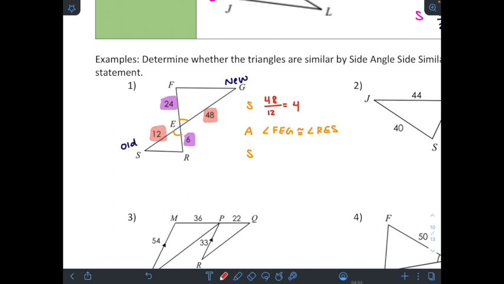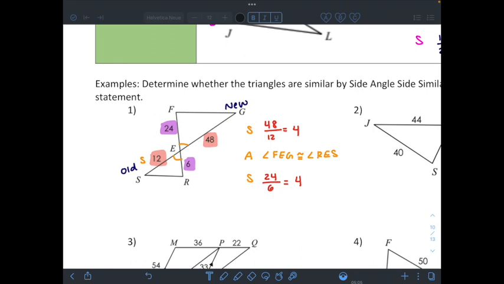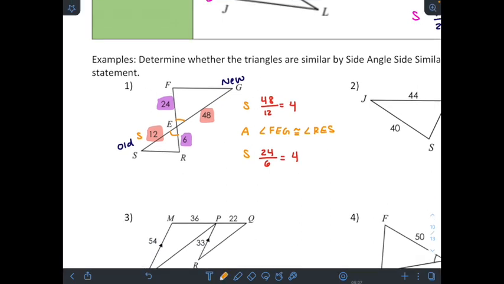Sorry if you can hear my dog shaking in the background. So 24 over 6. Again, that's the new value over the old value. That also reduces to 4. So we have a situation where I have two sides that are proportional, the red ones, two sides that are purple, and then I have the angle between those sides congruent. So this is a situation where you can use SAS.